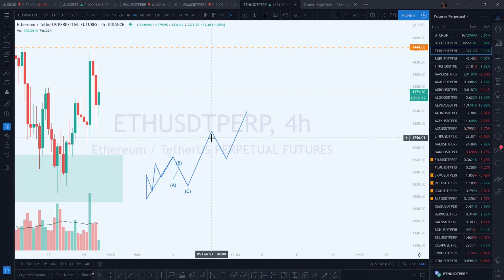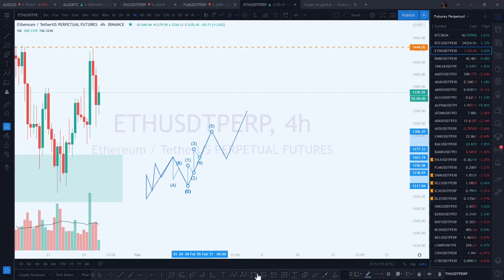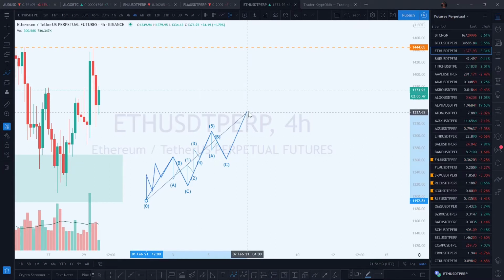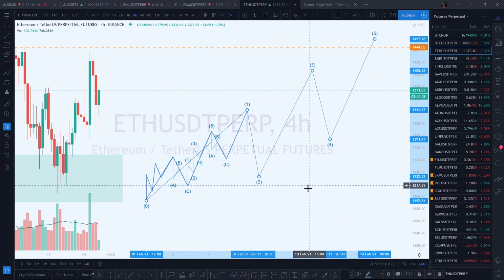Then the impulse wave 3 is another 5 waves, maybe smaller waves, 1, 2, 3, 4, 5, like that. Then we have another correctional wave of A, B, and C. The same thing for the 5th leg. And at the end of the day, when this bigger wave is completed, it then becomes another big wave, this will then be 1 to 2. Then we have a correction of the correctional wave 2, then 3, 4, 5, and thereabout. So you should take note of these wave counts.